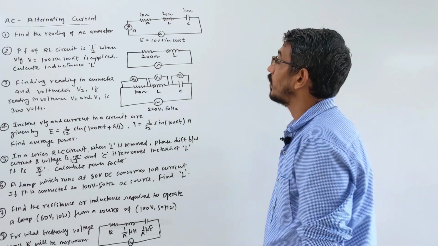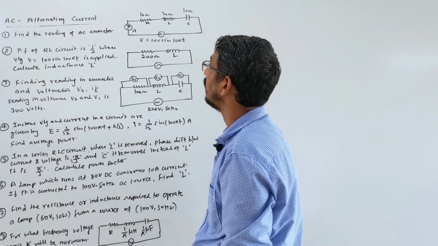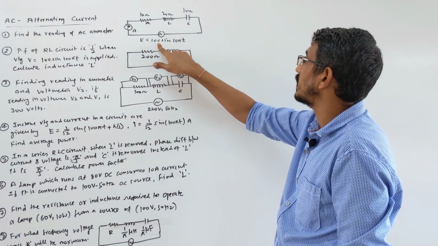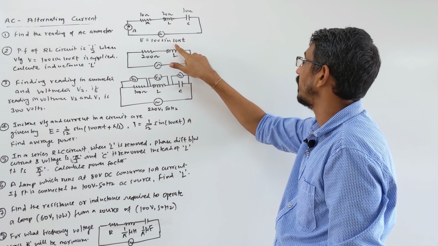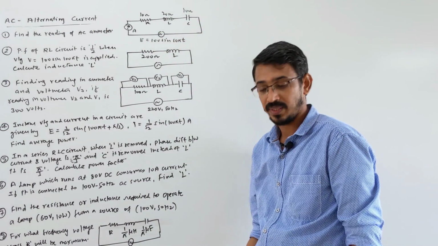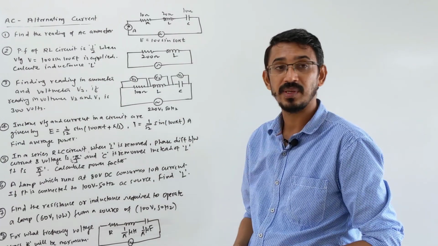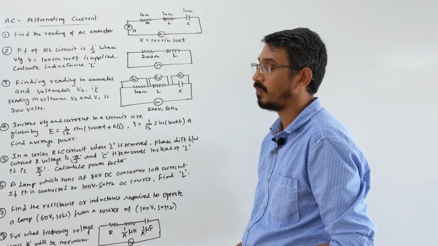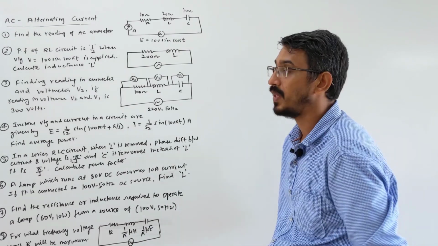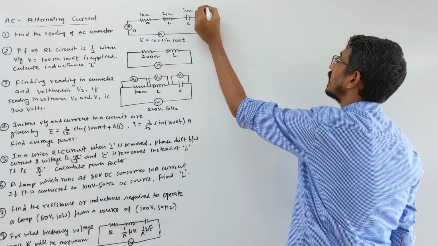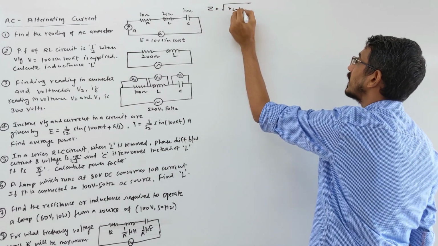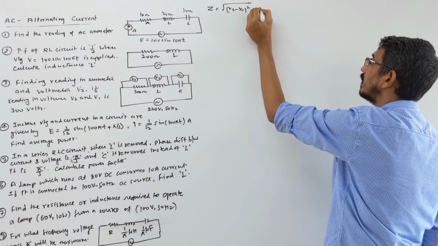Question number 1 says: find the reading of the AC ammeter in the given picture. The AC source voltage is given as 100 sin 50 pi t. R, L and C values are all given: resistance, inductive reactance and capacitive reactance. They are asking for the reading of the ammeter. Reading means current, so we need net voltage by net impedance of the circuit. So what is the impedance? Let's calculate Z. Everybody knows the formula: root of (XL minus XC) squared plus R squared.